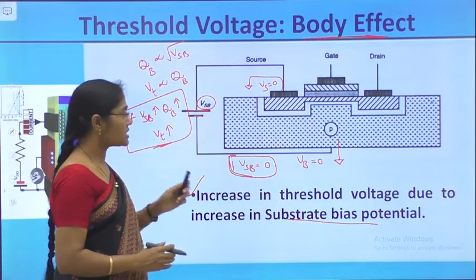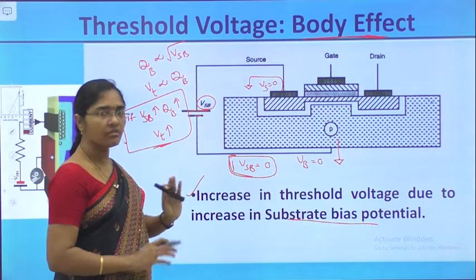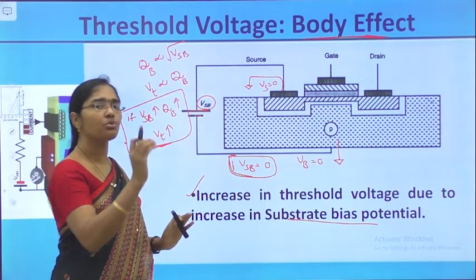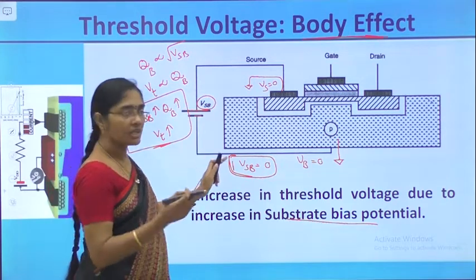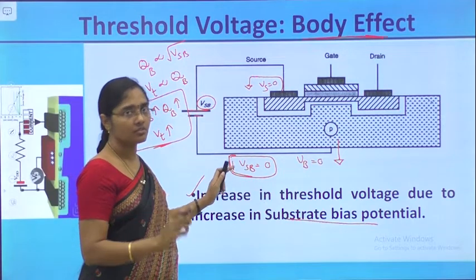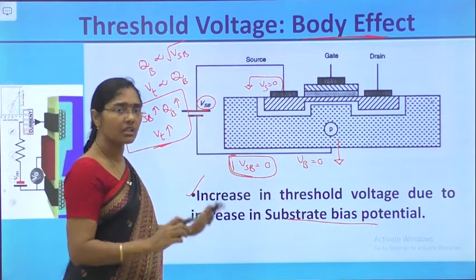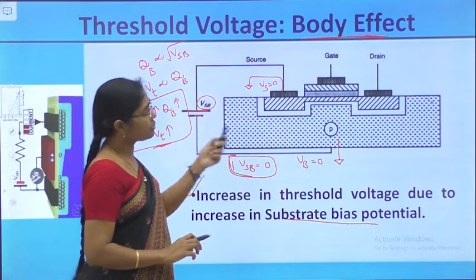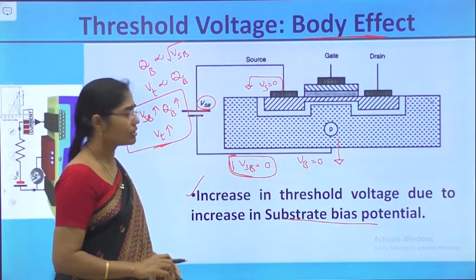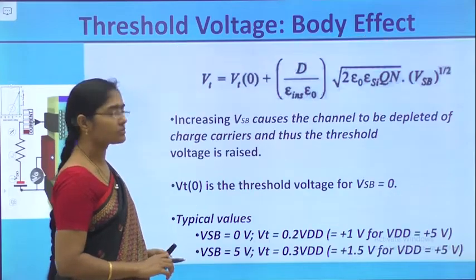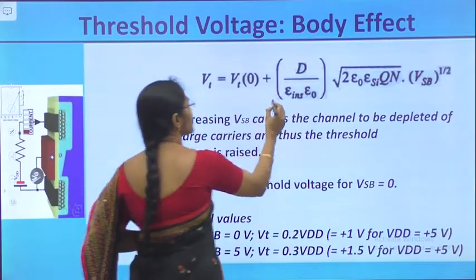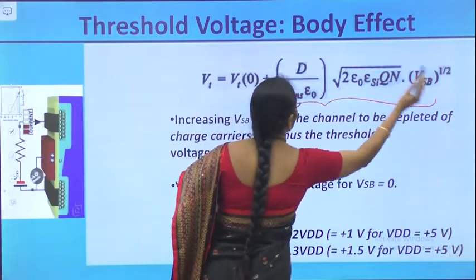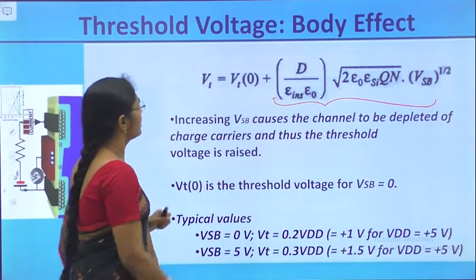Actually, once the transistor is fabricated, Vt is fixed. But due to any change in the VSB, there may be a variation in the Vt. That Vt can be increased. That is called the body effect. So let's see, due to the body effect, how the threshold voltage equation can be written. By including the body effect, the threshold voltage equation is written like this.